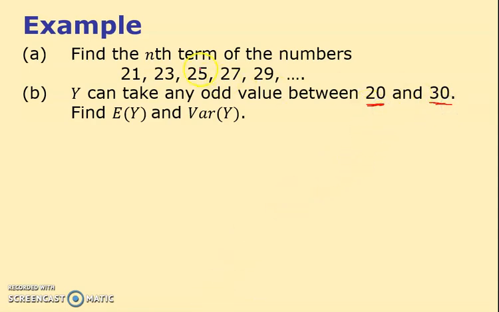Now to do it, I just want to take a step backwards. So I'll look at these odd numbers. I want the nth term. But they go up in 2s, so it's 2n. But I think I have to add 19 to them to get them. That's what my nth term is. Now I know that y can take any odd value between 20 and 30. So really what I'm saying is y equals 2n plus 19. That's what it's hinting at.